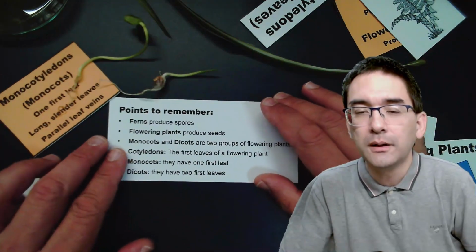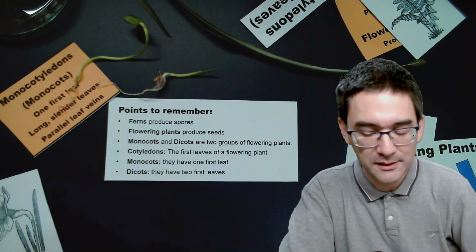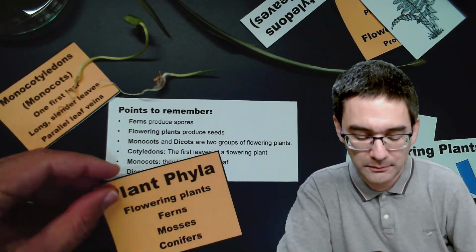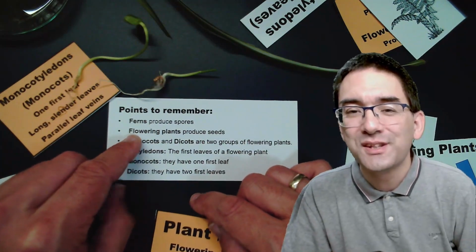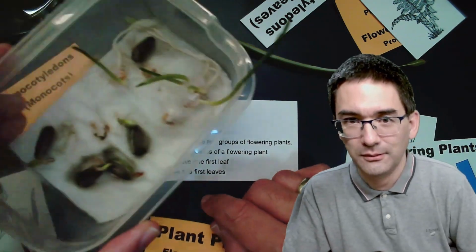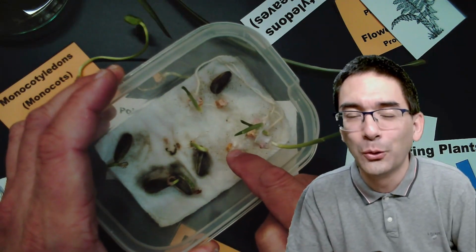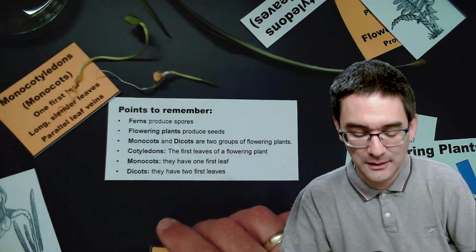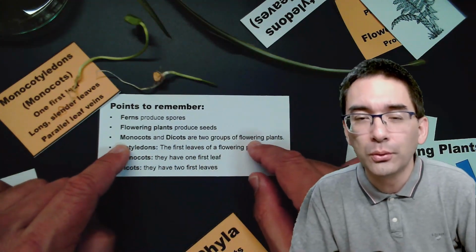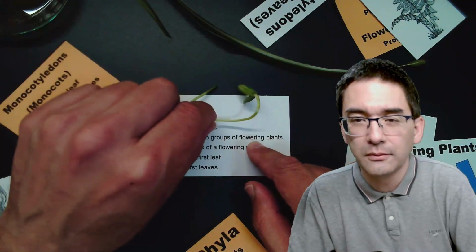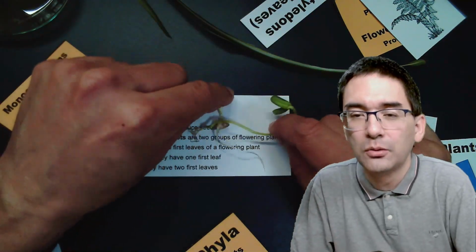Okay, so ferns, they produce spores. So they're not flowering plants. They're completely different plant phylum. Then the flowering plants, they produce seeds. We've seen that. Look, there are seeds. That's a seed. Sunflower seeds, and the corn, that's a seed. And monocots and dicots are 2 important groups of flowering plants. And I've given you an example here with a sunflower and over here maize, corn.